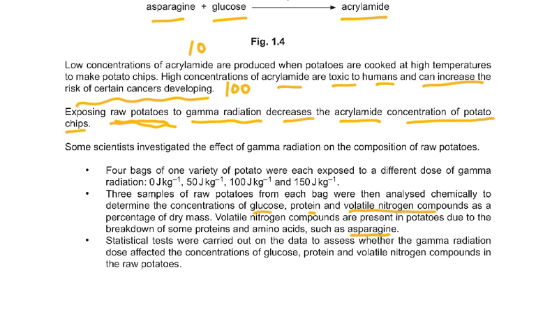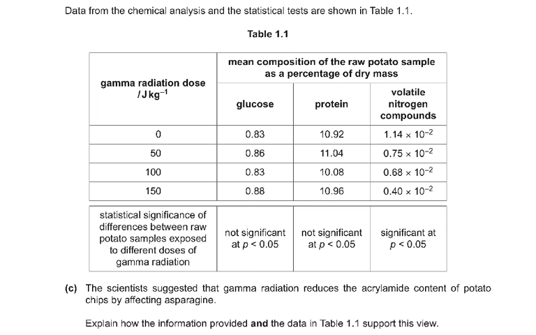Statistical tests were carried out on the data to assess whether the gamma radiation dose affected the concentration. So when the gamma radiation was less or when it was more, does it affect the concentration of glucose, protein, and volatile nitrogen compounds in the raw potatoes? Data from the chemical analysis and statistical tests are shown in table 1.1. So we have the gamma radiation dose 0, glucose is 0.83, protein is 10.92, and volatile nitrogen compounds is 1.14, 10 raised to the power minus 2.